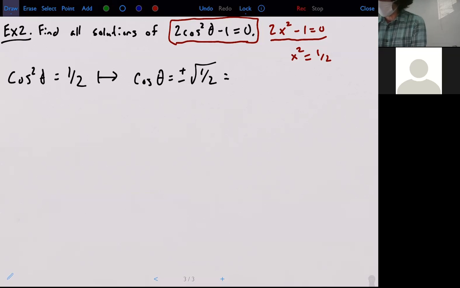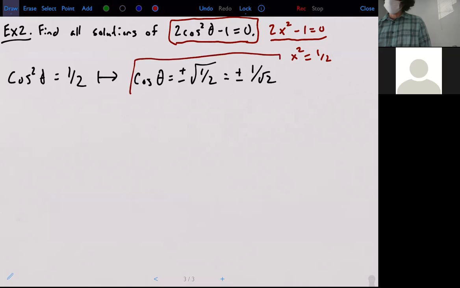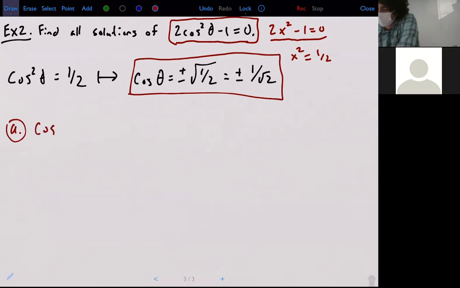Let's go ahead and simplify this. This is going to be equal to plus or minus 1 divided by the square root of 2. And so we have to solve two equations this time. So in part A, we need to find all the values where cosine of theta is equal to 1 divided by the square root of 2.